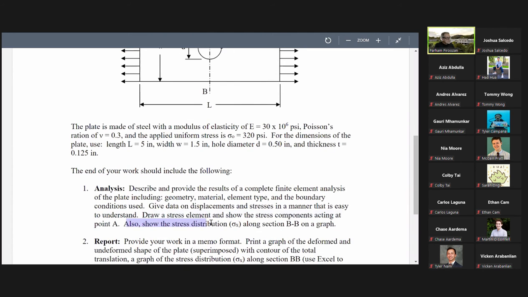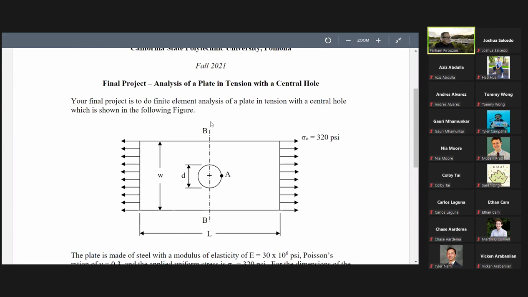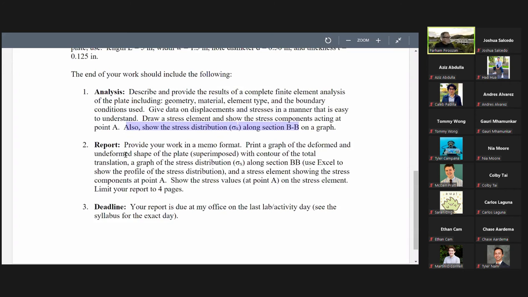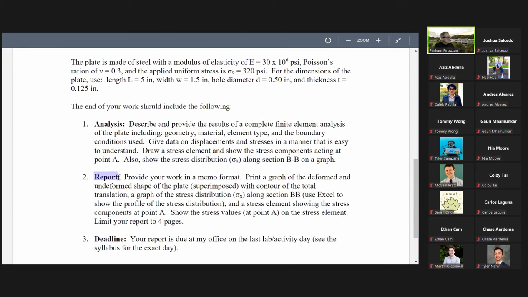Also show the stress distribution sigma x along section BB. So you see this section BB. Show how this sigma x is varying along this section. Sigma x is in this direction. So how is it varying along BB? Now, for your report, what I need from you: provide your work again in a memo format, like what you have been doing for the past several weeks.